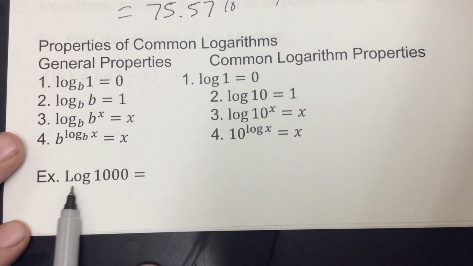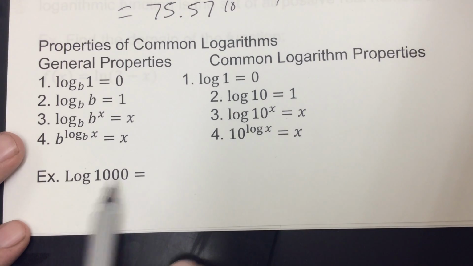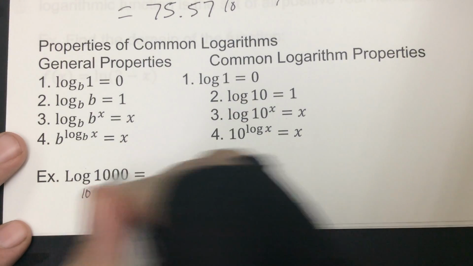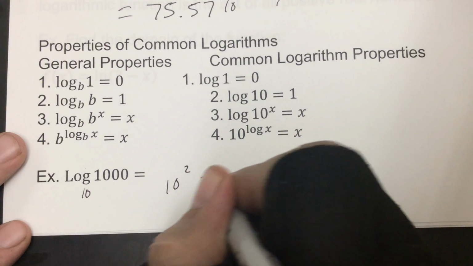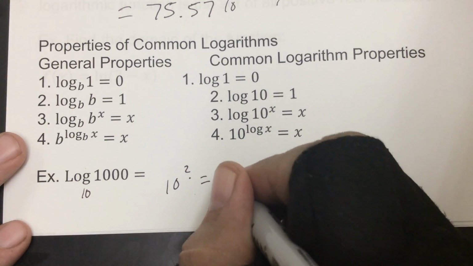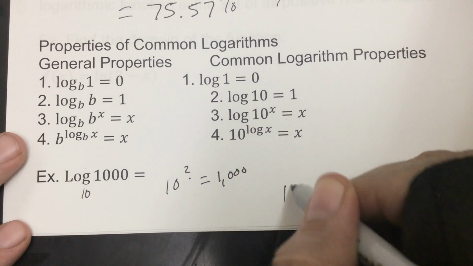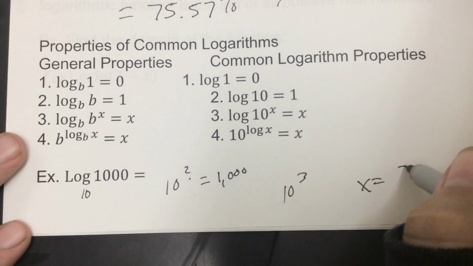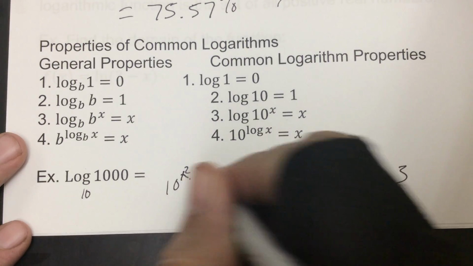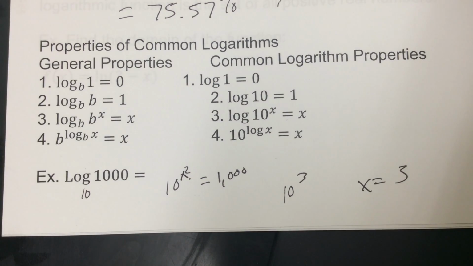So when we have log of 1,000, again, log base 10, so 10 to what power gives me 1,000? Well, 10 to the third. So x would equal 3 there, if I made that an x.